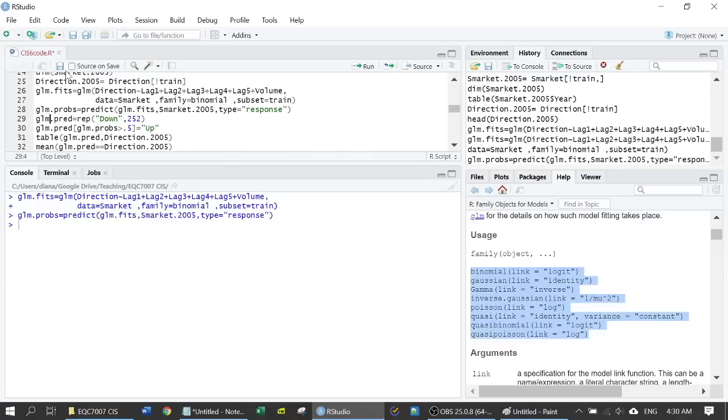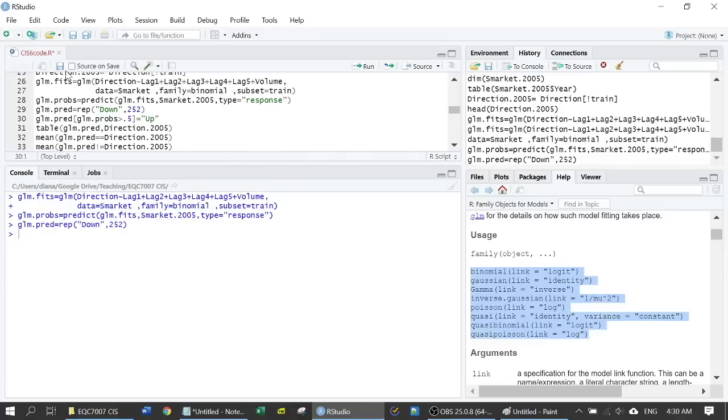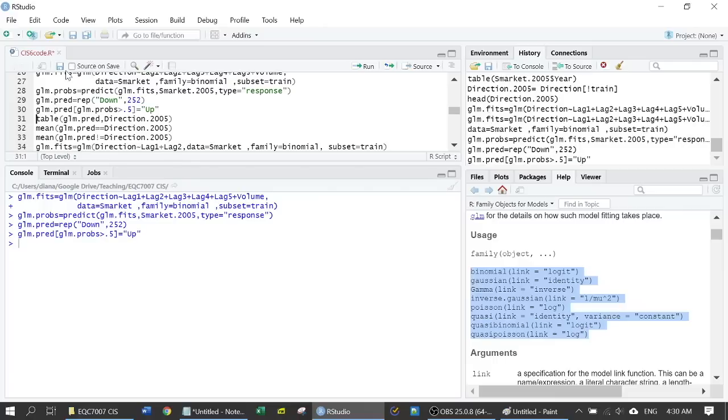Again, now we have glm.pred, which is repeated Down 252 times, because in this testing data set we have 252 observations. And then we're going to replace glm.pred with Up if the glm.probs is larger than 0.5. I've explained this previously, so I'm not going to do it again.